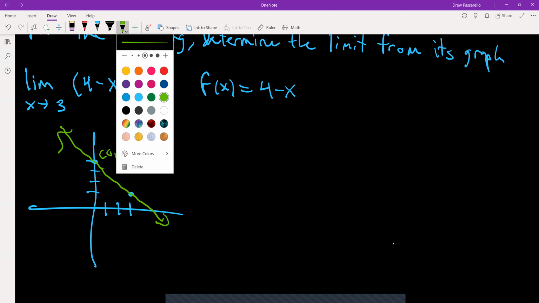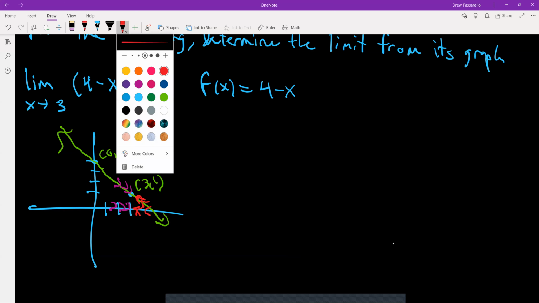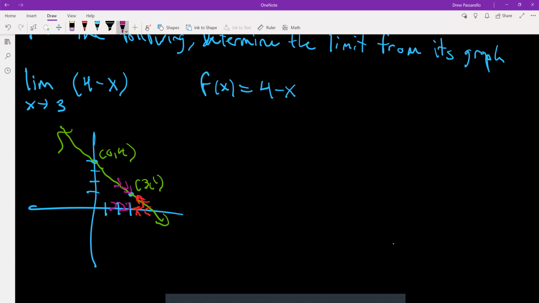Now, as x approaches 3 from the left side, so I'll use purple. As I'm getting closer and closer to 3 from the left side, the graph is getting closer and closer to this point. And that point is 3, 1. And now if I approach it from the right side, then the graph is getting closer and closer to that same point. So the limit's going to be 1. It's the y coordinate of that point.